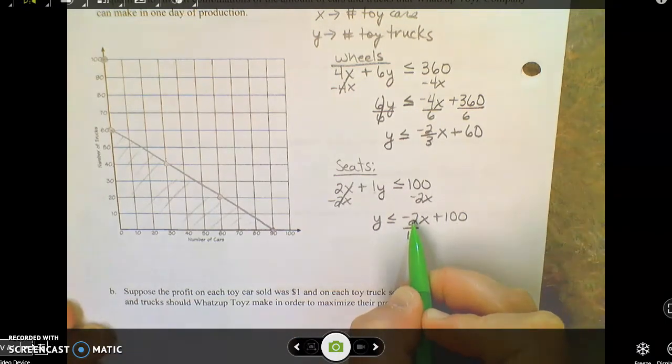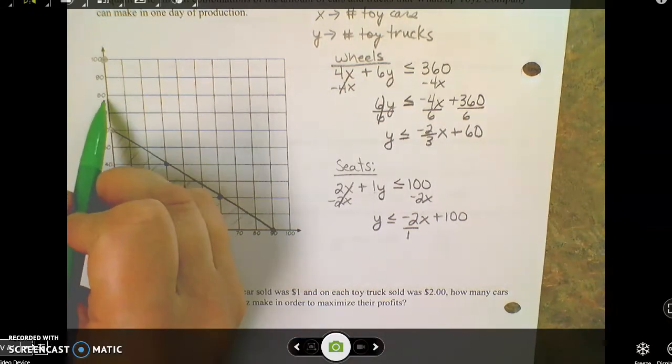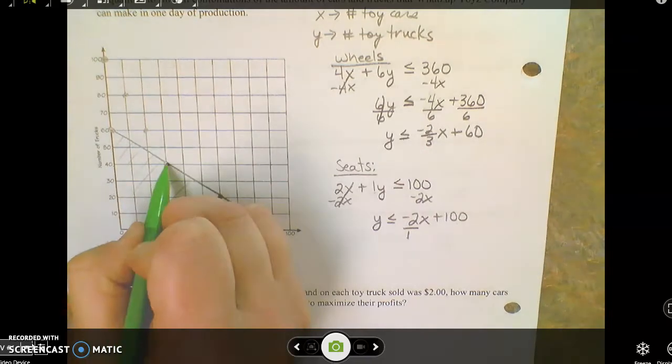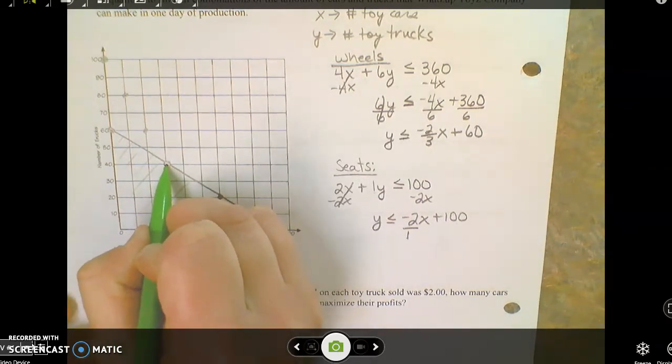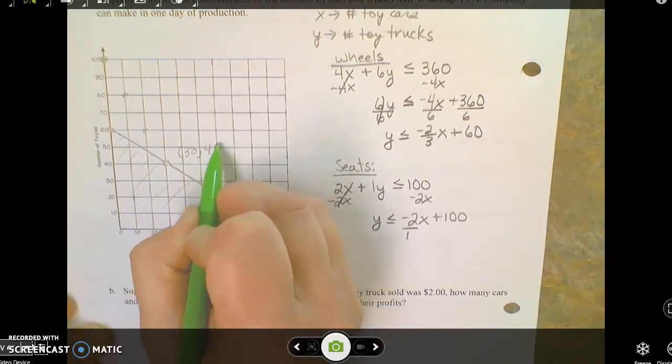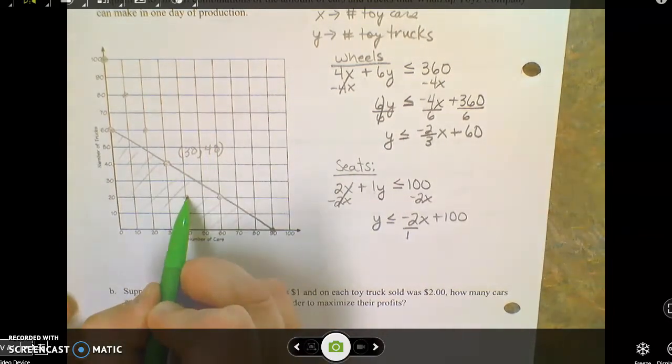a slope down 2, right 1, which means on this scale I'm going to count down 20, right 10. I'm going to go all the way across my grid. Okay, there's my intersection point. I'm going to label that. That's 30, 40. I'm going to keep going.